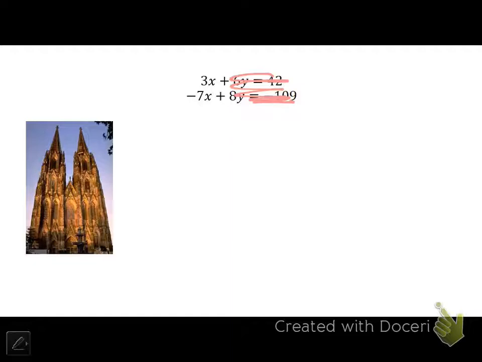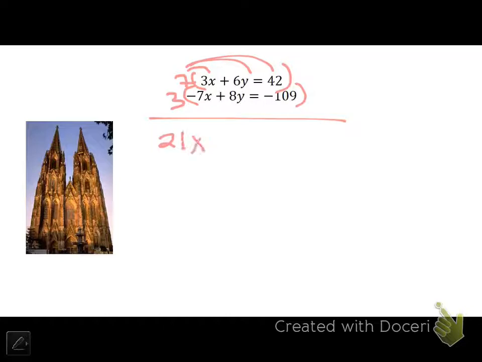So to get them to be the same number, it looks like they share a GCF of 21. So to get them both to be 21, I'd have to multiply the top by 7 and the bottom by 3. So 7 got to distribute all the way through. So 7 times 3x, 21x. 7 times 6y, 42y. And 7 times 42, 294.